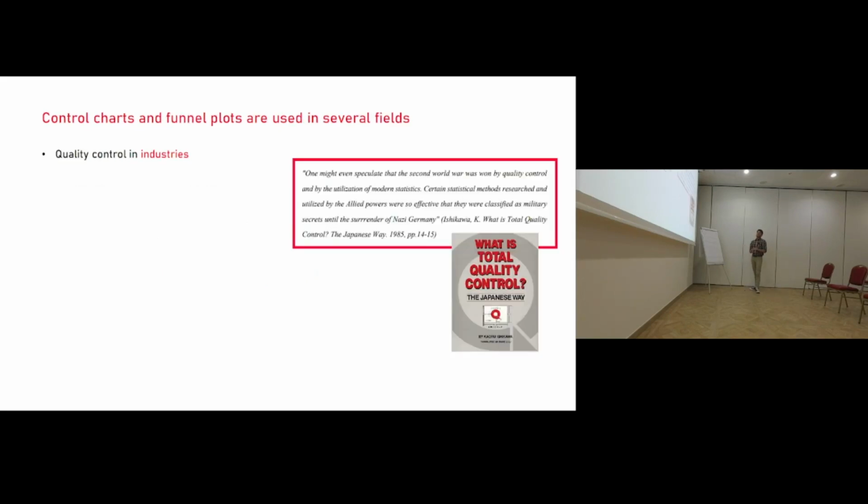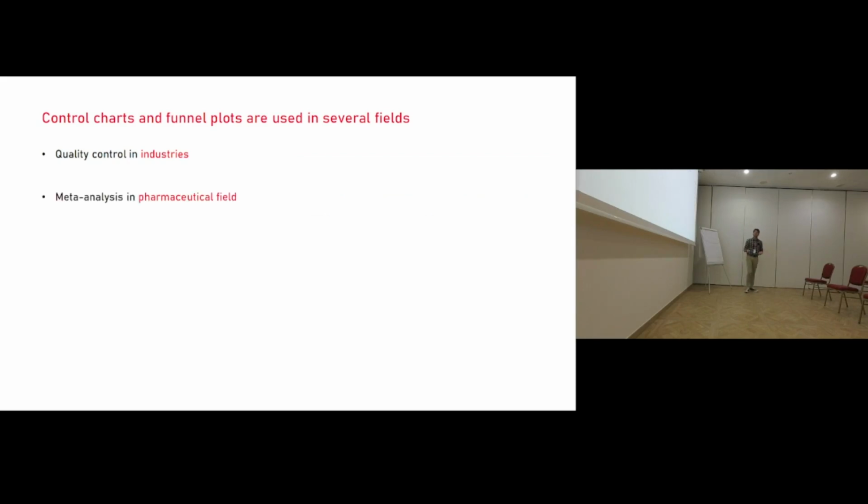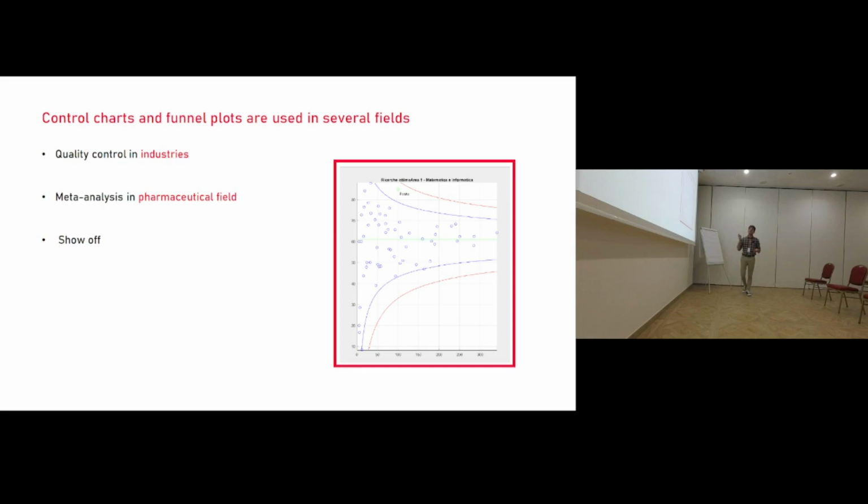One for evaluating, to assess the gravity of the situation, and the other to have this dynamic representation. Okay, so where can we use these tools? The examples are a lot. For example, quality control in industries, meta-analysis in the pharmaceutical field, and then, oops, my fault, I meant monitoring university research activities.